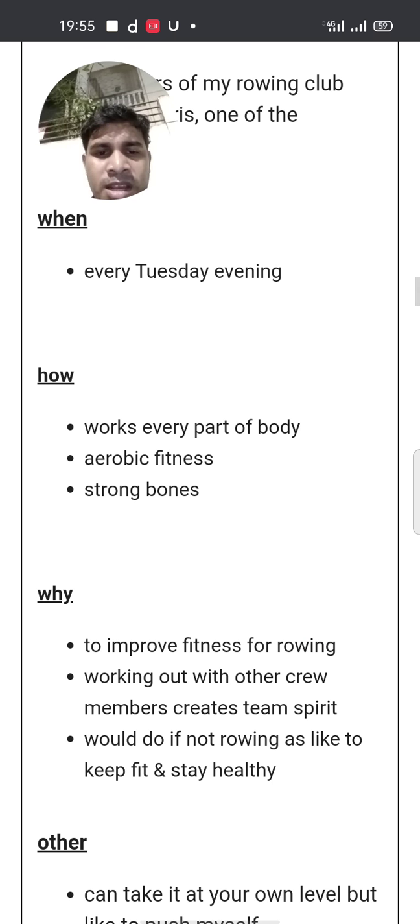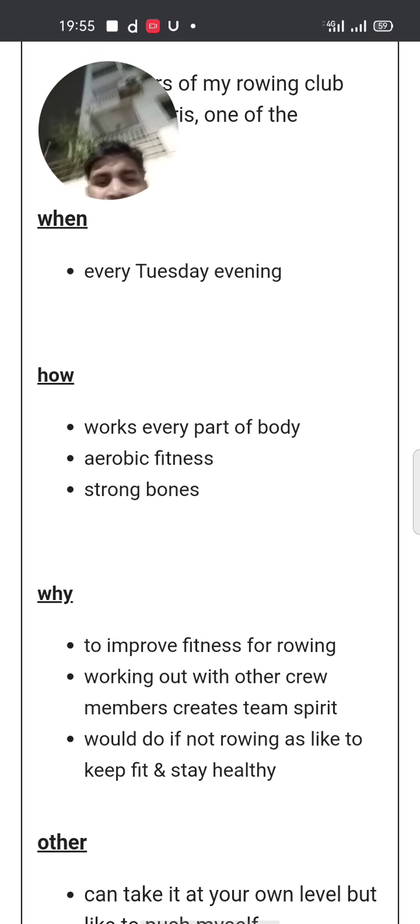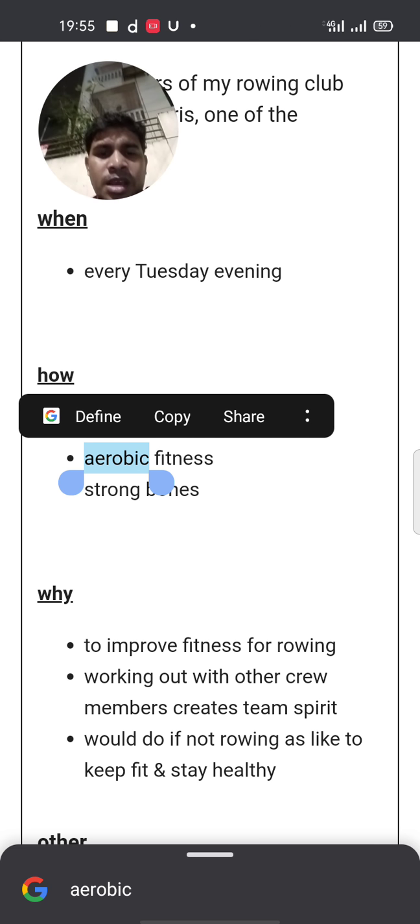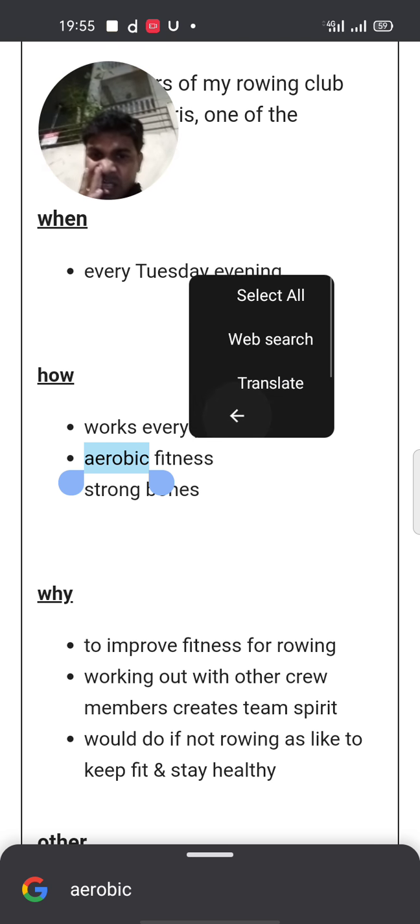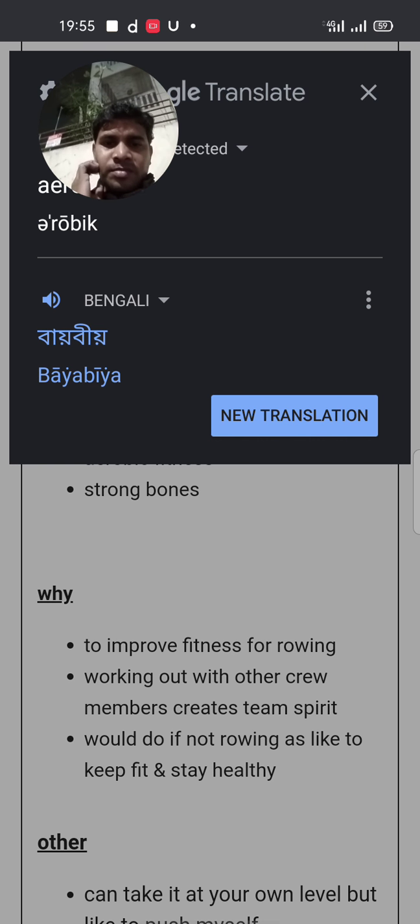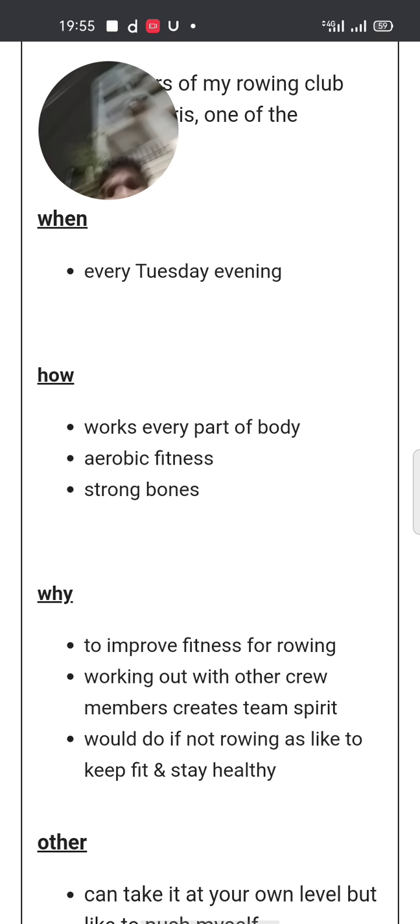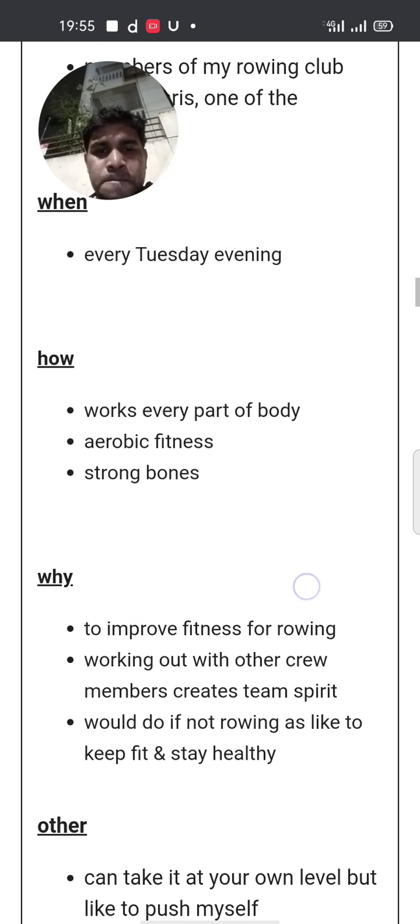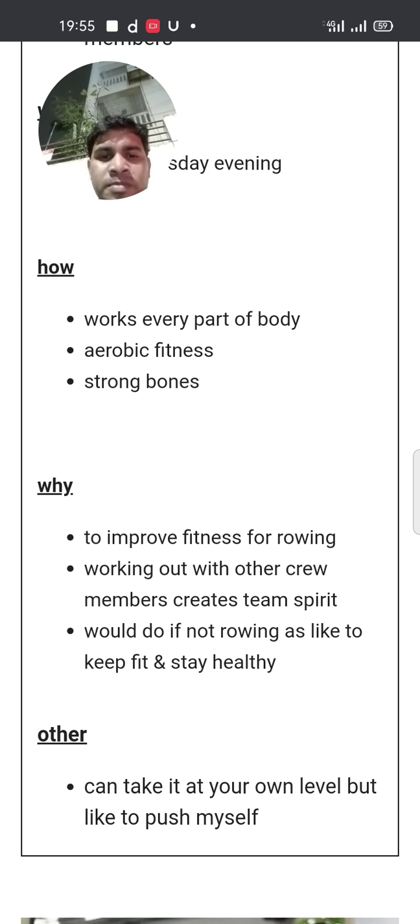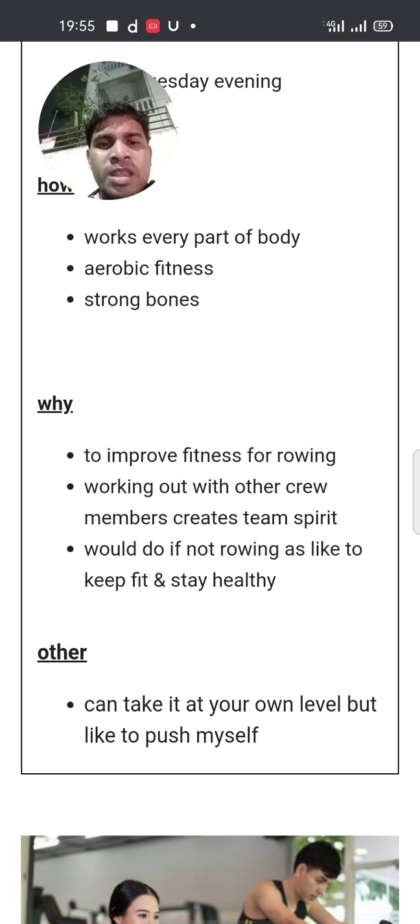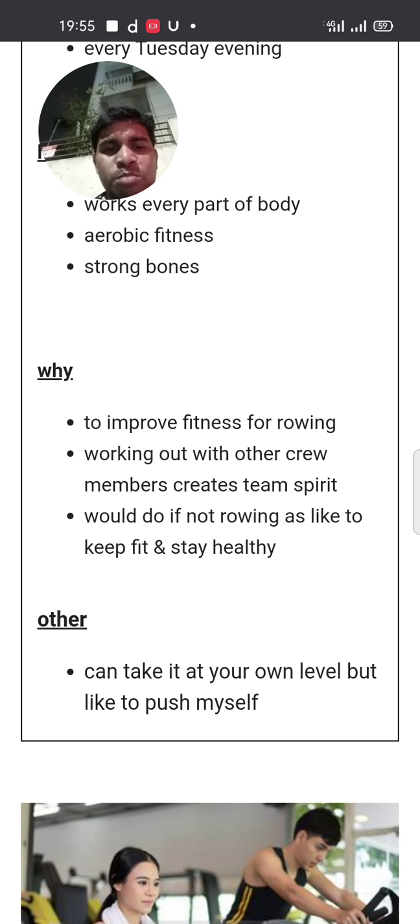Okay. How? Work every part of your body. Aerobic fitness. Have you any idea about aerobic fitness? Aerobic. Strong bone. Work every part of your body. Why? To improve fitness for rowing.